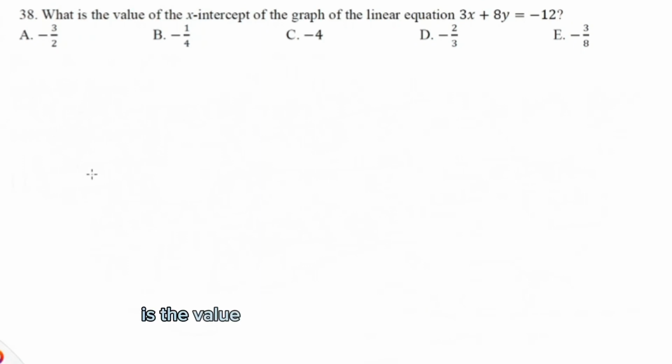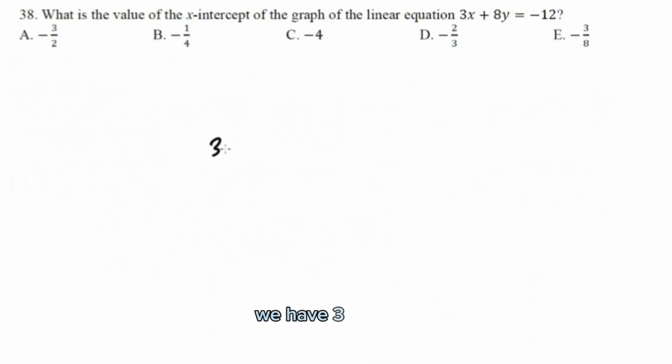Next, what is the value of the x-intercept of the graph of the linear equation 3x plus 8y equals negative 12? Alright, the way we solve the x-intercept of a graph of a linear equation is we set the y value to 0 because the condition for our x-intercept is that our y is 0. So let's say that the y is 0 in this case.